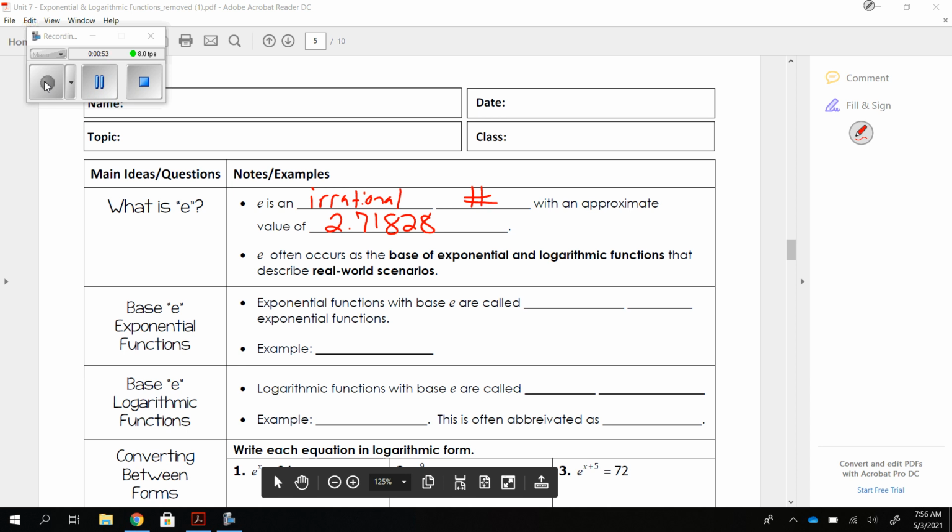And then it says base e exponential functions. Exponential functions with the base e are called natural base exponential functions. An example of this is f of x equals e to the power of x. So exponential functions with base e are called natural base exponential functions. An example of that is f of x equals e to the power of x. Hopefully we have that.